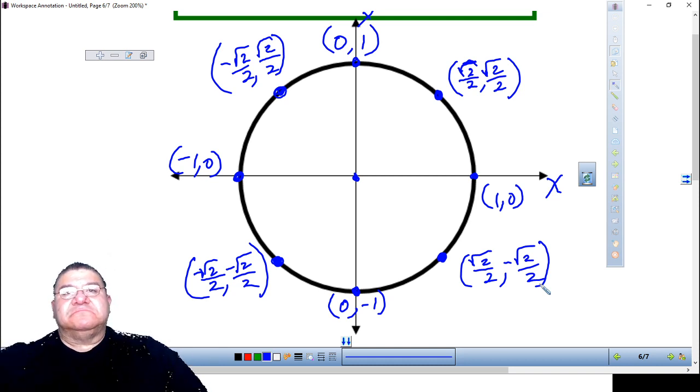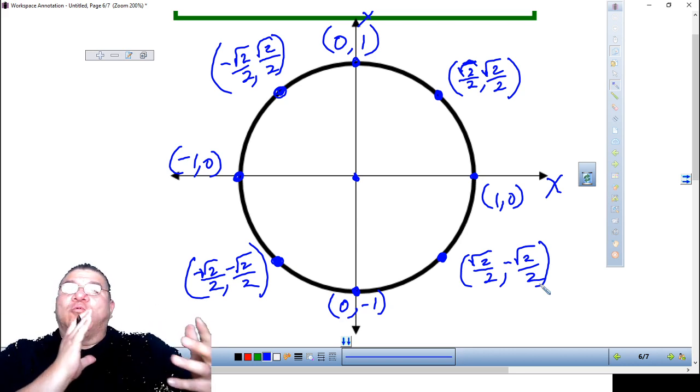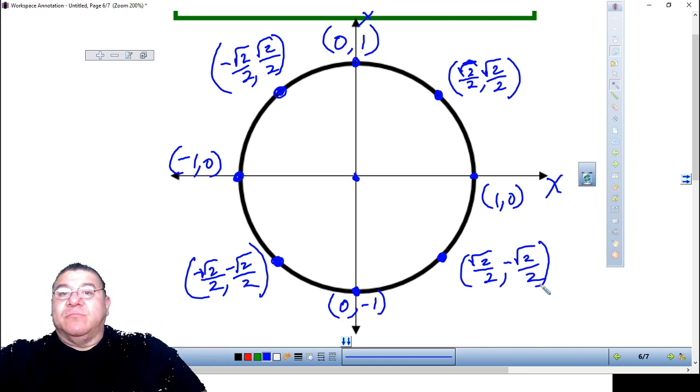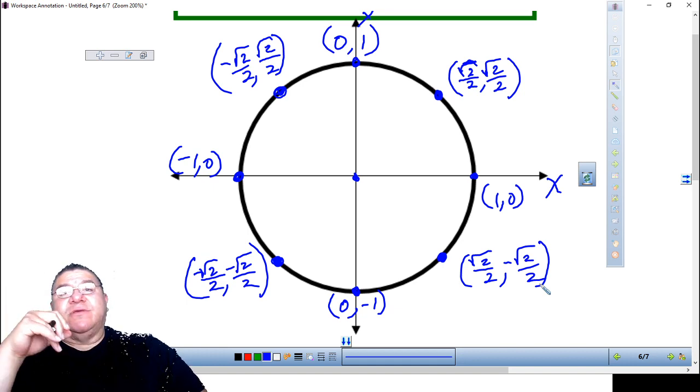Piece of cake? Alright, so for tonight, not fortnight, I want you to sketch it, memorize those coordinates, and on the next lesson we're going to crank it up a notch. I'm going to add one more special triangle, some more coordinates, and then we're going to get into radians so that we can finish off the unit circle.